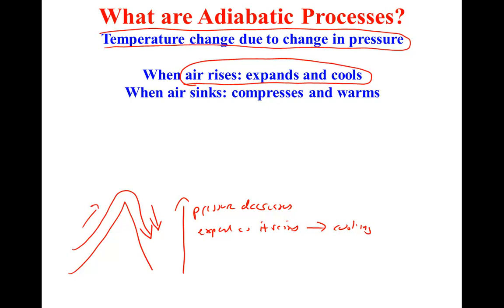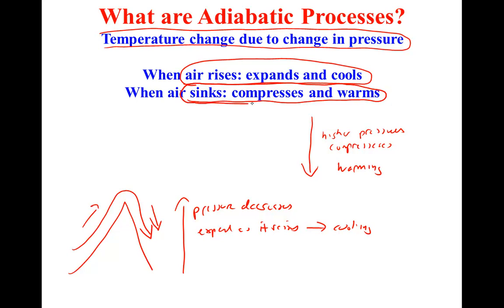The opposite is true when air sinks. When air sinks, it encounters higher pressure. This compresses the air. Volume decreases and temperature warms as a result. That warming again is not due to an addition of heat, but is occurring due to a change in pressure and volume. As air sinks and encounters higher pressures, that air is compressed into a smaller volume that's associated with adiabatic warming of that air.